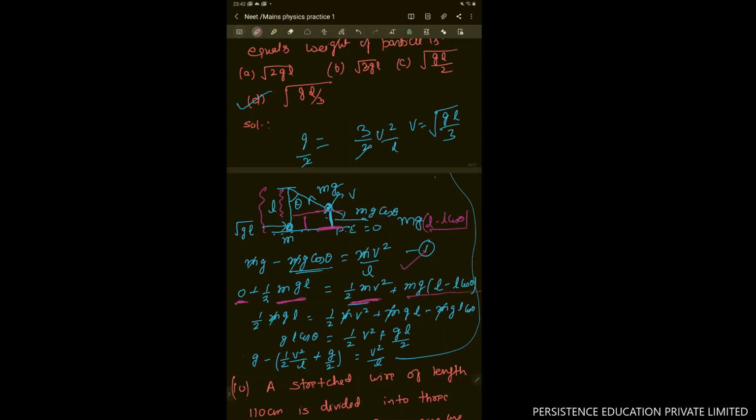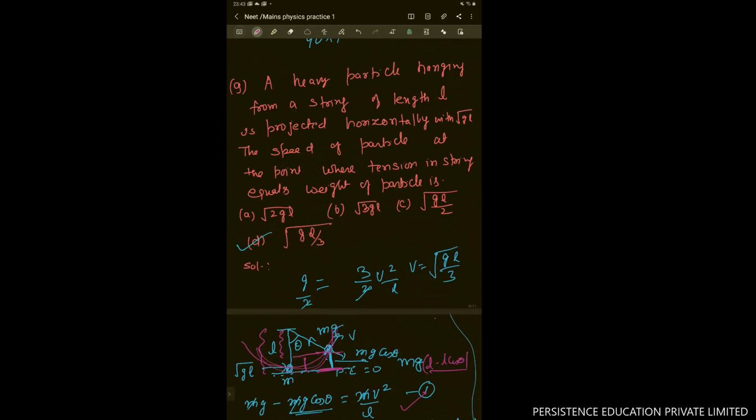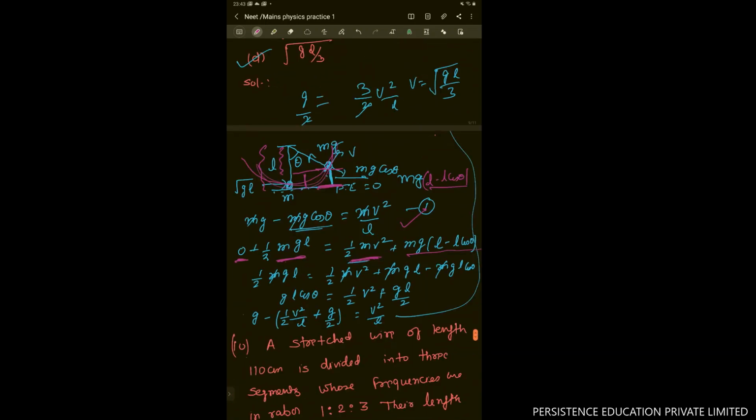This term has come from the required centripetal force, which will be equal to mv square by L, because it is moving in a radius of L length. So this is question number 9. It is a very interesting question. So what I will suggest, if you have not done this question, just after 2 to 3 days, reattempt this question and see the solution again. So it will at least clear your basic concept.